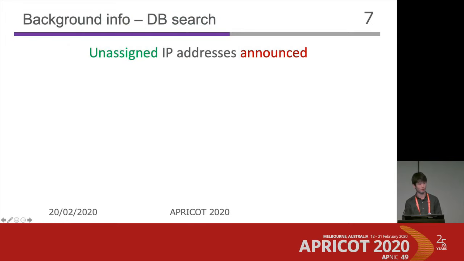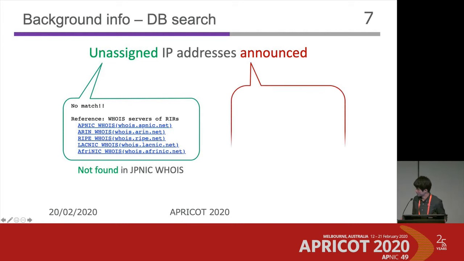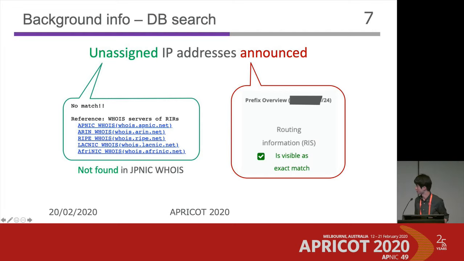Back to today's main topic. This is how we confirm the existence of these unassigned IP addresses in routes. We took parts of unassigned prefixes from the JPNIC database and searched for them on the JPNIC whois system, and it says no match, as displayed here. But when we search the exact same prefix on RIPEstat, which I think you all know is a route monitoring system offered by RIPE NCC, it says it is visible at exact match. So there actually is something like this.